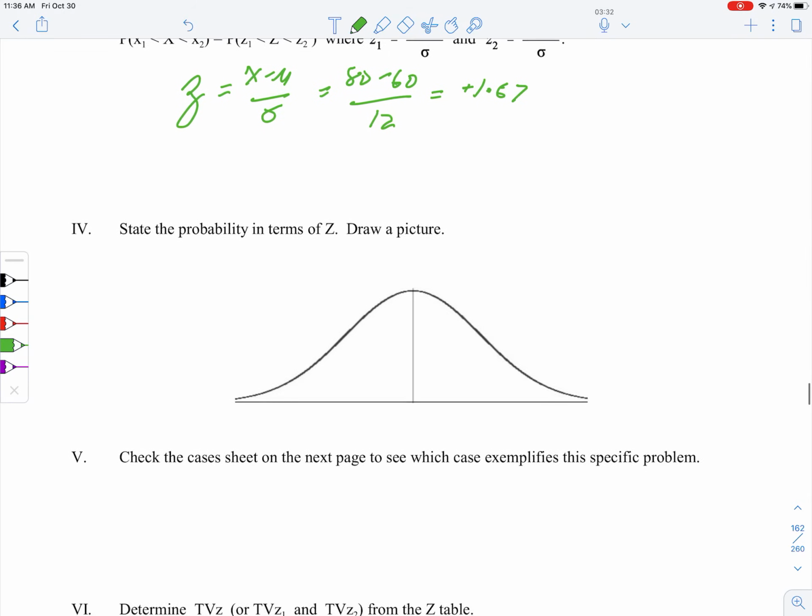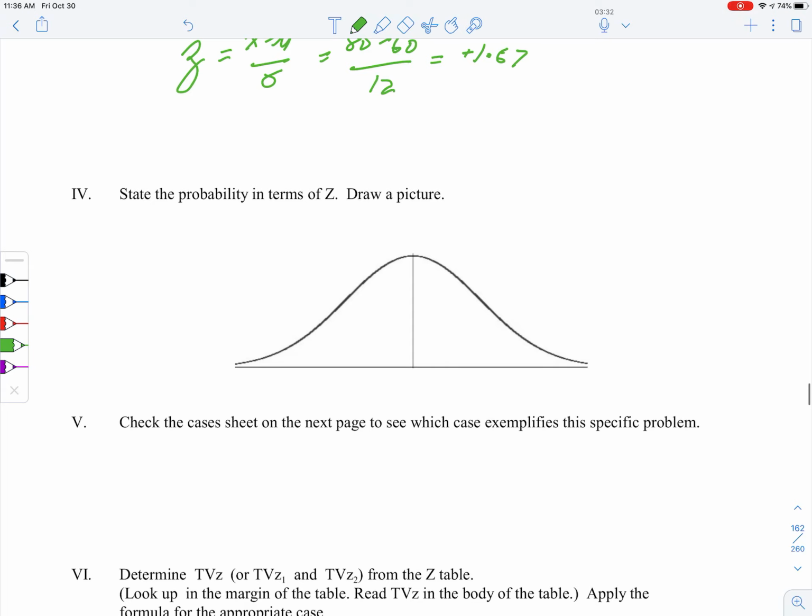I'm going to just redraw that in terms of 0. So a z distribution is normal with a mean of 0 and a standard deviation of 1. You don't need to write this out here, but that's what we've got. And so we've got 0 in the middle, and we're looking at 1.67 down.